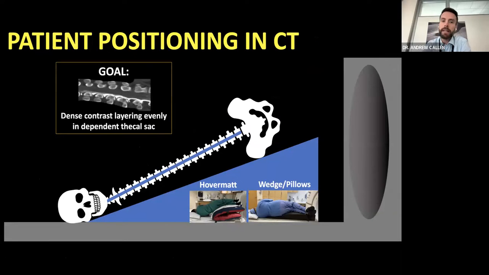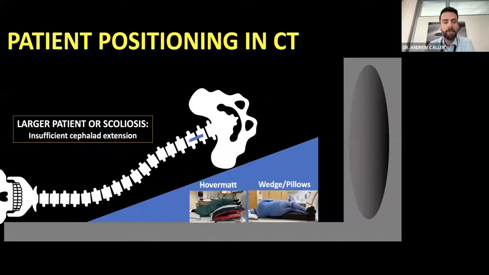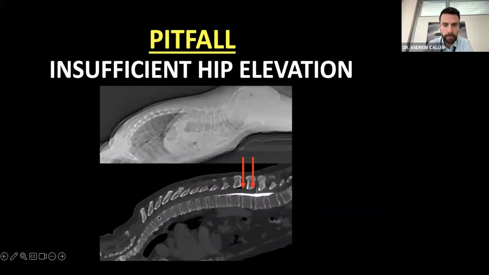We're trying to achieve dense contrast layering evenly in the dependent thecal sac. If that contrast moves too quickly and overshoots, we lose our sort of diagnostic ability in the spine, and the patient gets a very bad headache as that dye moves into the head. If the patient is very large or they have scoliosis, you may have insufficient cephalad extension of your contrast, and you could have an entire portion of your spine which is non-diagnostic.